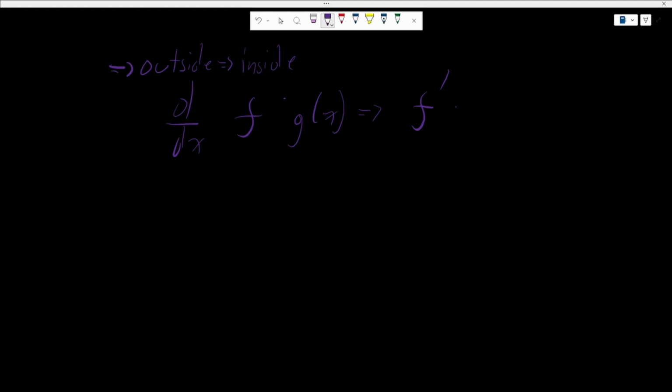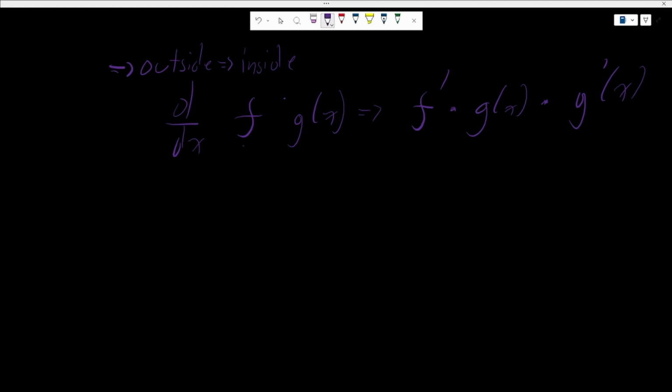And just to help us remember how the chain rule works, it works from the outside to the inside. So we go from outside to inside always with the chain rule. So let's say the derivative of f of g of x is equal to the outside derivative, evaluated at the inside, times the derivative of the inside.